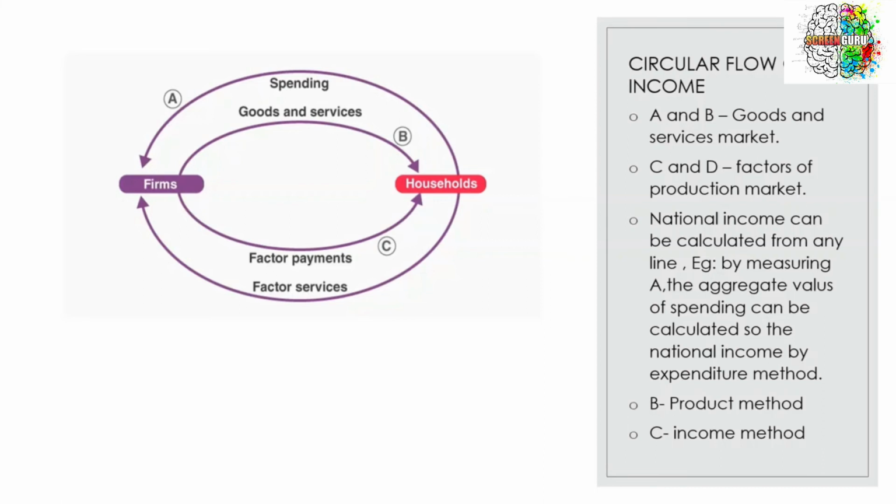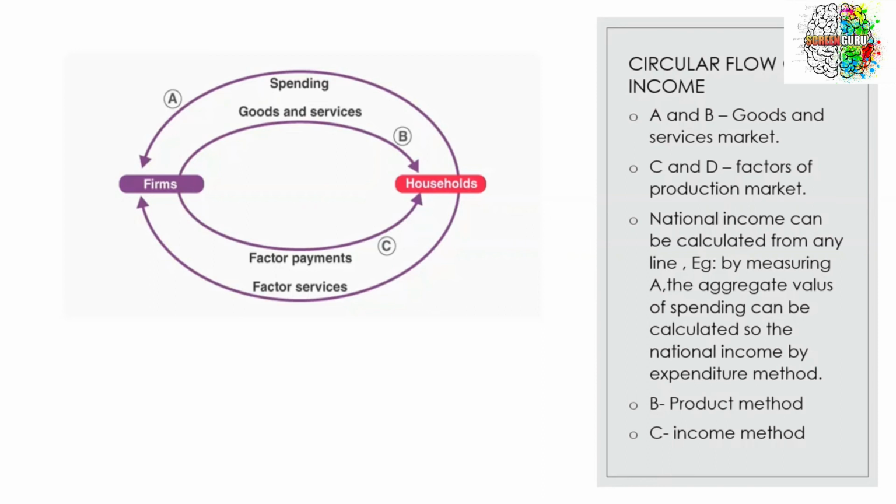Okay. And if you follow the income method, which is line C, it means the firms will be giving the money, or the factor payment, to the household, which they in turn can spend on the firms to buy goods and services. So that factor payment is the income to the household, which also will be equal to A or B. So that way we can calculate the national income using the income method.